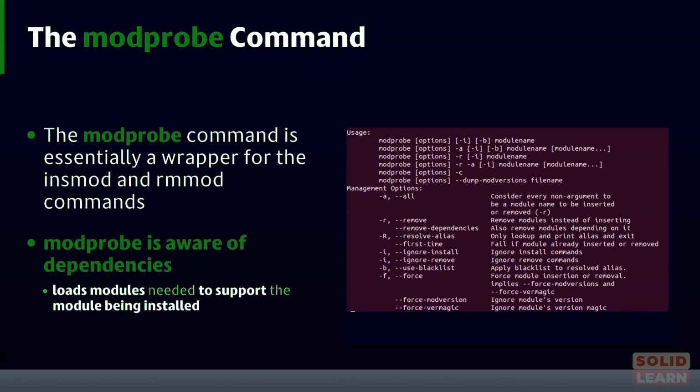Now, the modprobe command, as I said, replaces insmod and rmmod. It's a wrapper for those two commands. And the nice part about modprobe is that it's dependency aware, which means that if you're trying to install a module or remove a module with modprobe, it will add or remove the supporting modules, the modules that are needed to load or remove that module that you're trying to work with using the modprobe command. And again, you can see on the right-hand side a lot of the different options that are available with this command.